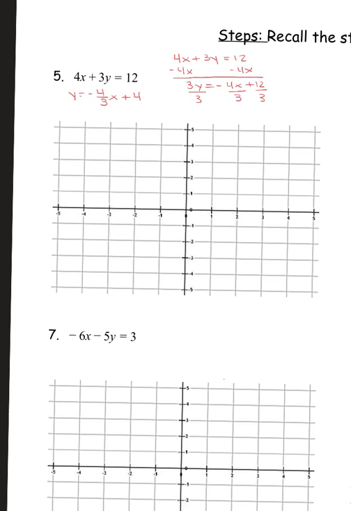So now that our equation is in slope-intercept form, we know that our slope is going to be negative 4 over 3, and our y-intercept is going to be 4. So we're going to plot our 4 for our y-intercept. Of course, we can't go up anymore. So we have negative 4 over 3, which means our line needs to decrease. So I'm going to go down 4: 1, 2, 3, 4. Since our line is going to decrease and I went down 4, then I have to go right 3.